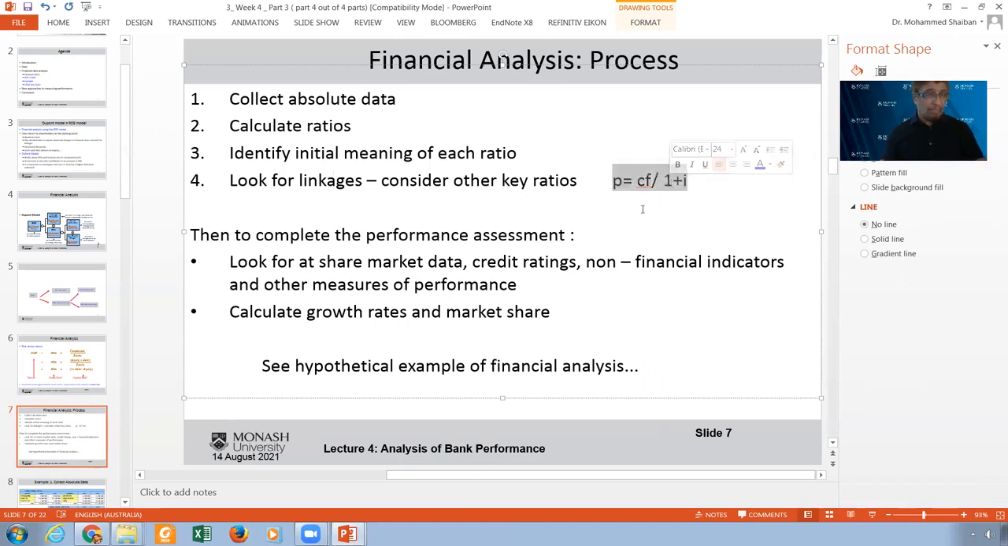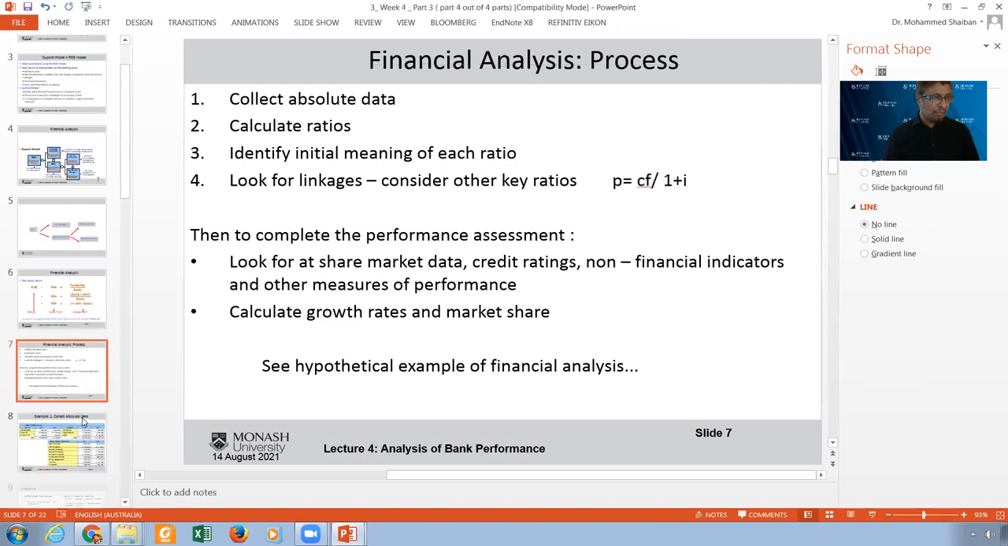If the market price is going down and the ROE is going up, something is wrong. Maybe these numbers are cooked, or maybe I'm using very extreme accounting policies that are affecting the bottom line, which is the net income completely. And then we have to calculate the growth rates and market share to see whether we are really increasing and ROE is increased. Look at this hypothetical example.